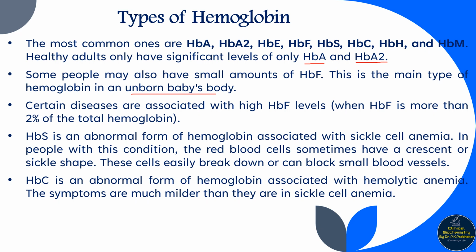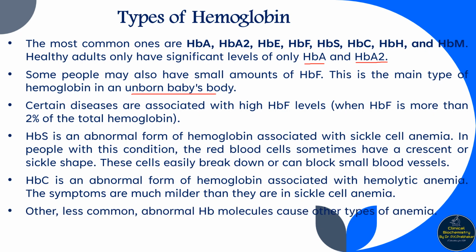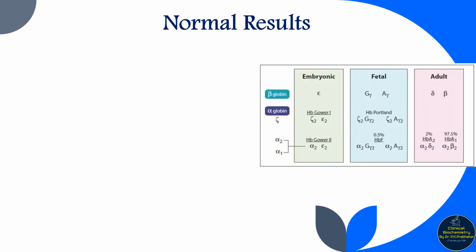HbC is another abnormal form of hemoglobin associated with hemolytic anemia. The symptoms are much milder than sickle cell anemia. Other less common abnormal hemoglobin molecules cause other types of anemia.